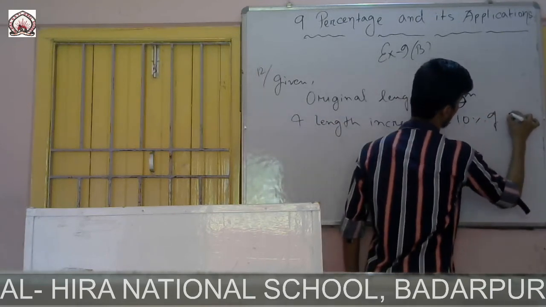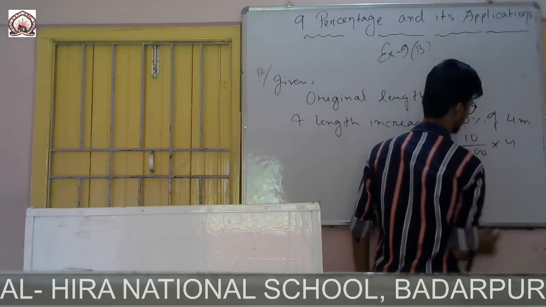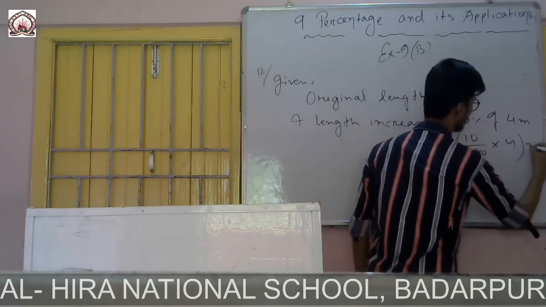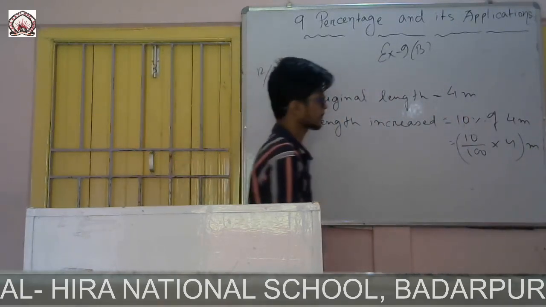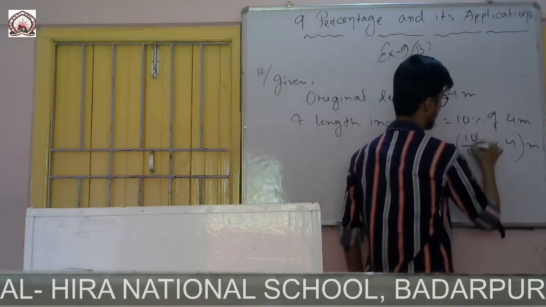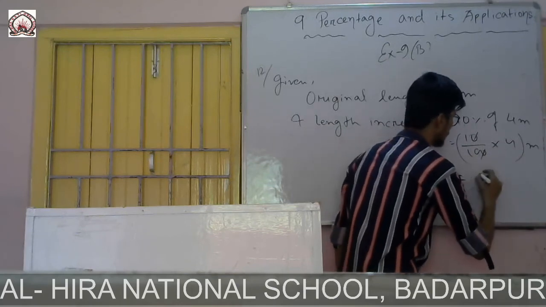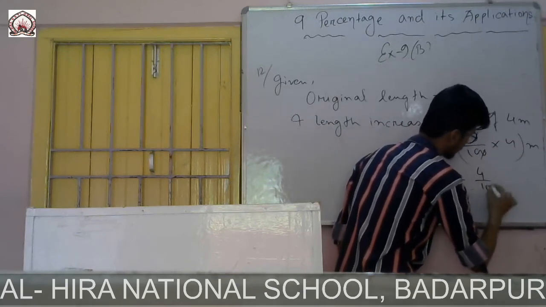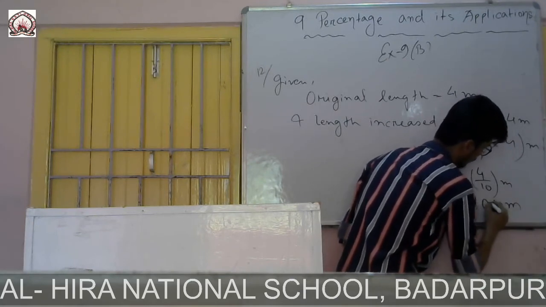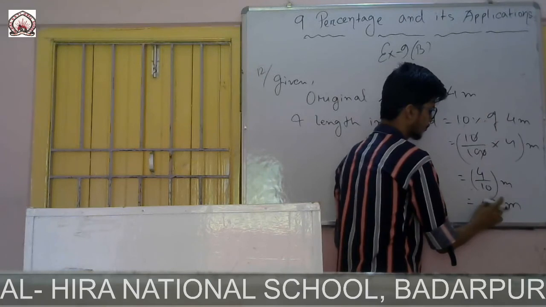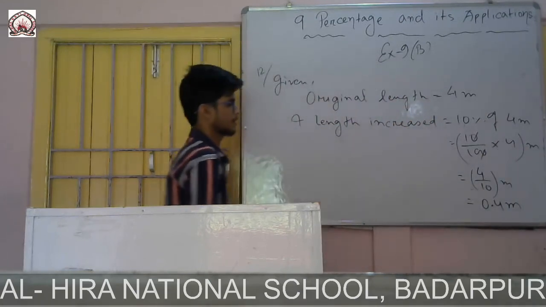Length increased is 10% of 4 meter: 10 by 100 into 4, unit will be meter. You could cancel the zeros, but there is no need to cancel this one. 4 by 10 you can easily write, it will be 0.4 meter. That's why I didn't cut. So it is 0.4.